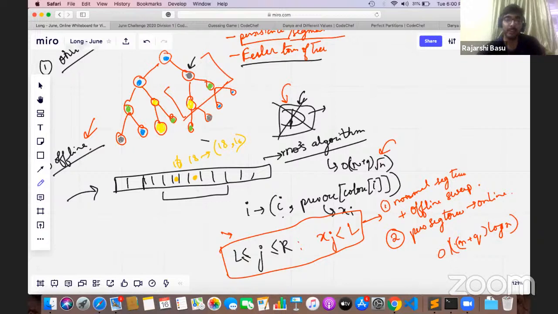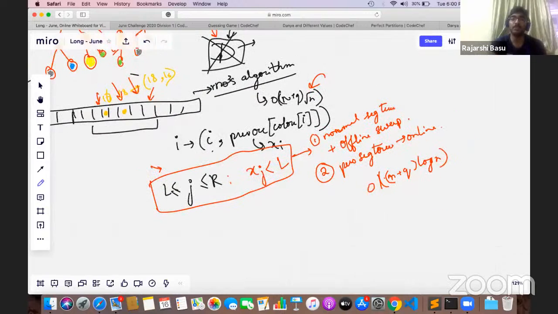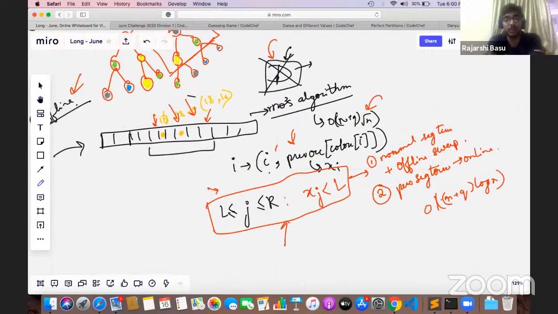But this corresponds to, in the array, it is not so uniform. Here it looks like a very nice uniform region that should be easy to figure out. That's not the case in the array. In the array, the places can actually be kind of disjoint. And taking disjoint places and finding these xj's based on only those disjoint places is kind of hard. And I'm not sure if you can even do this using this technique of storing the previous occurrence of color of I, I pairs.